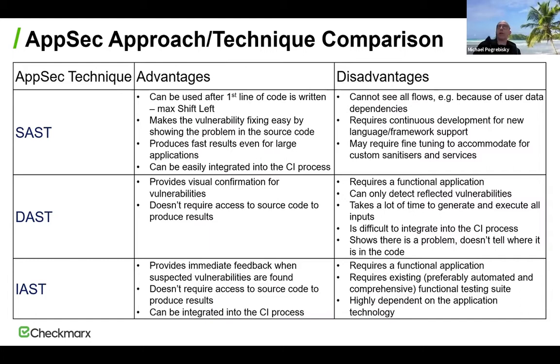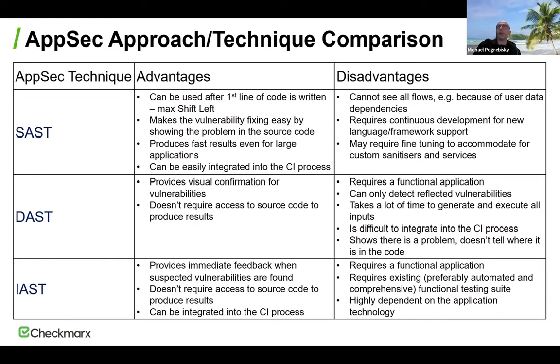Now, DAST, again, is a completely opposite approach to SAST. There are some advantages to DAST. Probably the biggest one is that when you break the application, you know about it. It's easy to provide a tangible confirmation of the vulnerability. Another big advantage is that it doesn't require access to the source code, so it can be quite easily outsourced without providing the source code to the party which does the analysis.